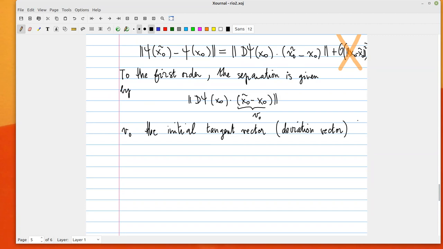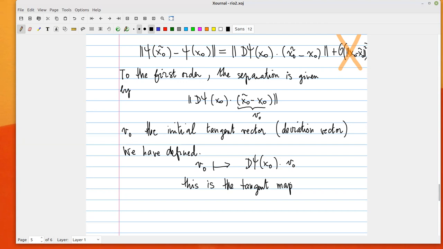So now what we have just done is that we have defined a very natural operator acting on the initial deviation vector. And the operator is: to v zero, we have applied the differential of psi at x naught. This is called the tangent map. So the tangent map is a map which takes an initial tangent vector and applies the differential of psi at a given point over the initial tangent vector.